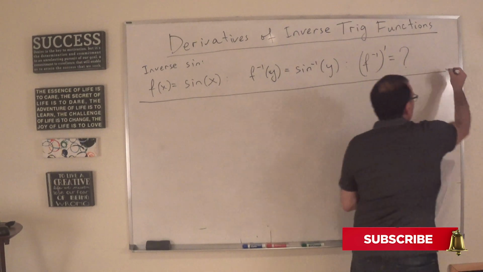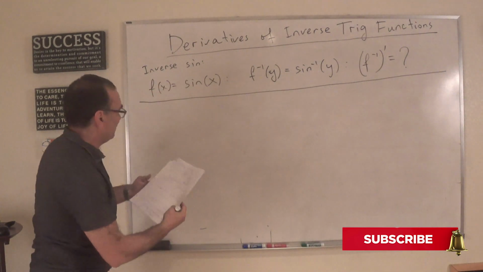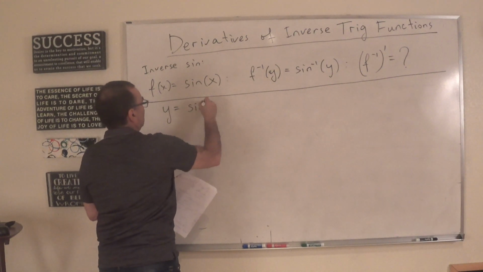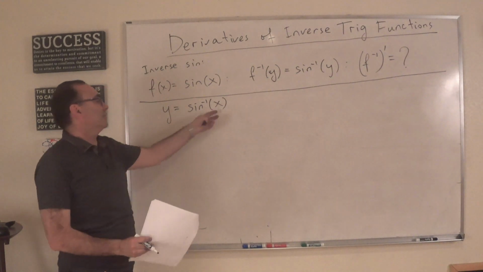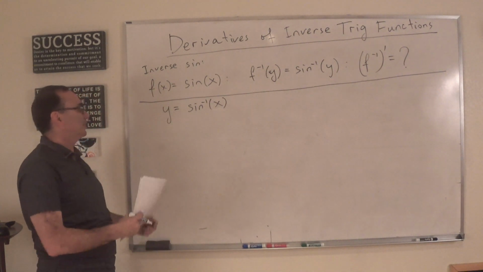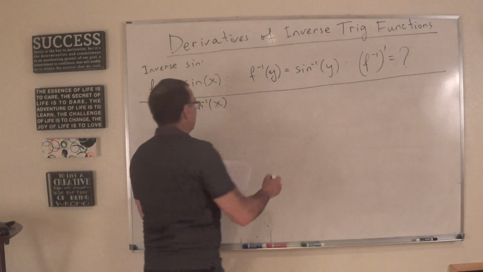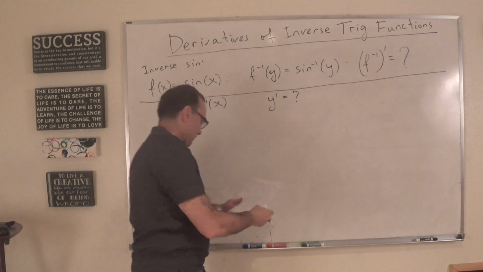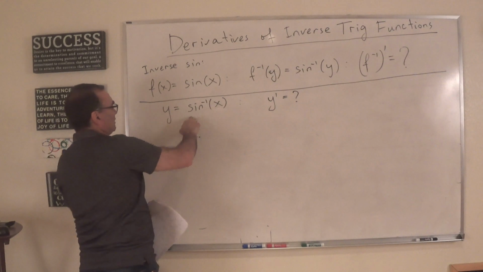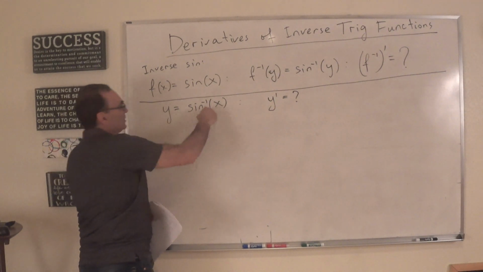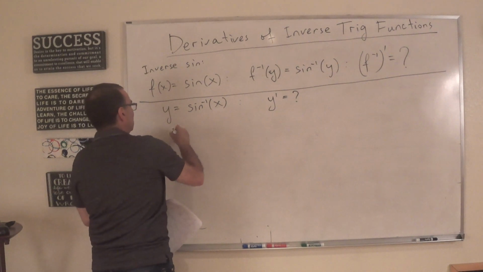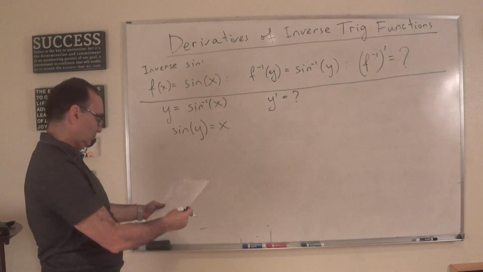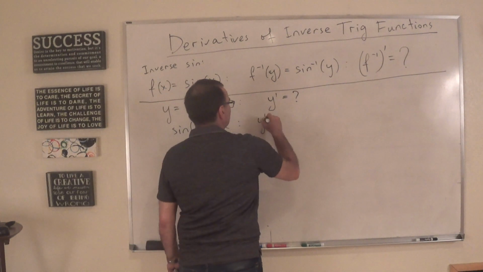Now, first thing I want to do, I want to change the notation. So I want to say y equals inverse sine of x, because typically we denote the argument of a function as x, and the value of the function is y. The idea is that I will translate it back to regular sine. So y equals inverse sine of x is the same as saying that sine of y equals x. And again, the question is, find the derivative of y.